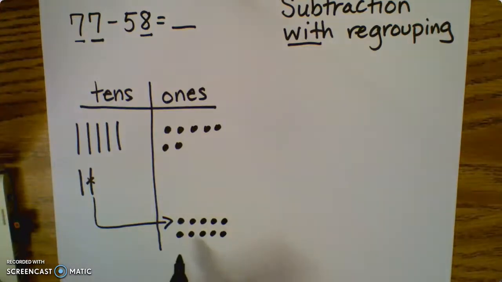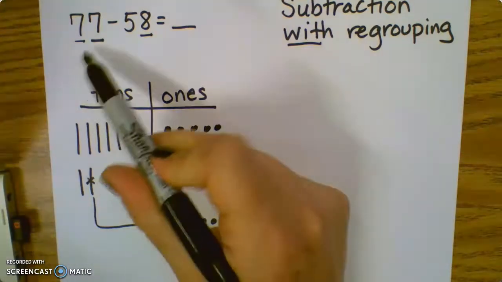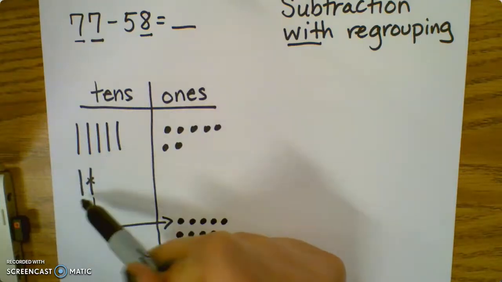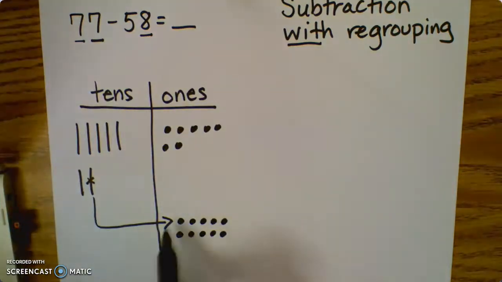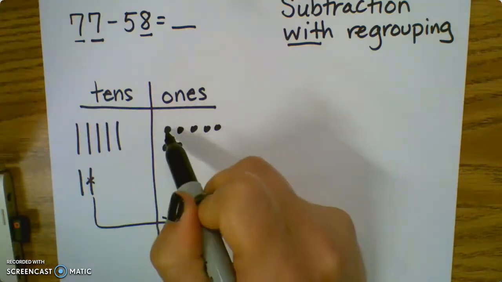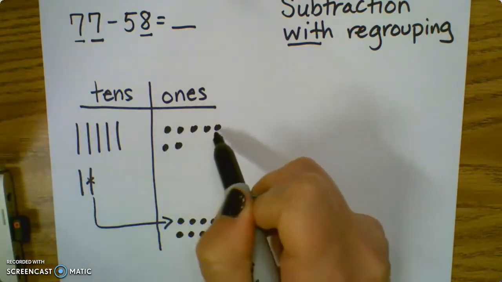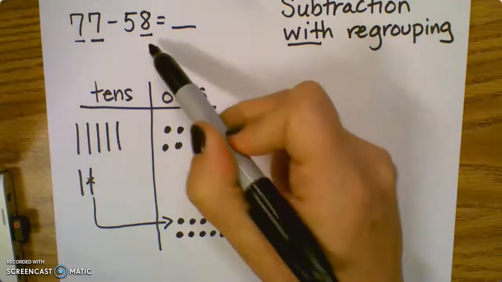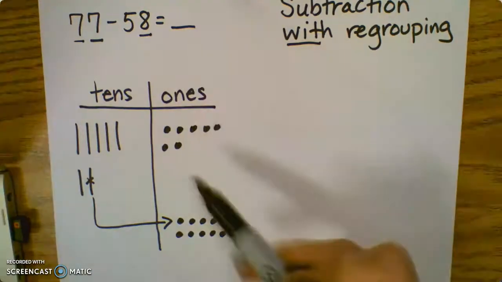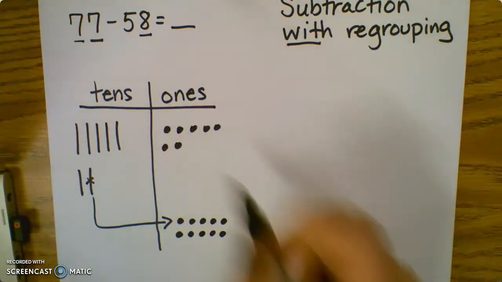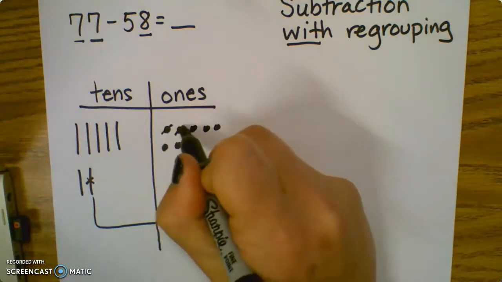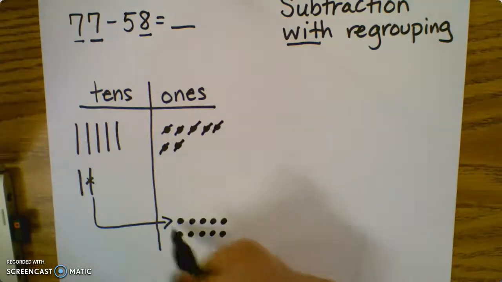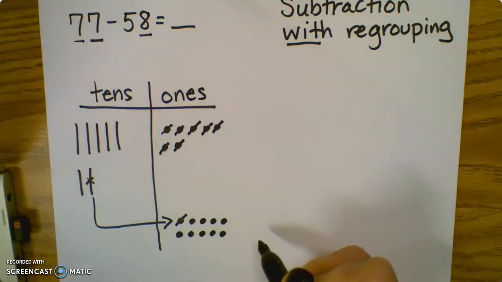Okay, so we still have the same exact number. We're still starting with 77. 10, 20, 30, 40, 50, 60, 70, 71, 72, 73, 74, 75, 76, 77. So now we can take away our 8 ones because now we have enough ones to take away. So let's do that. 1, 2, 3, 4, 5, 6, 7, 8. Okay, we took away our ones.